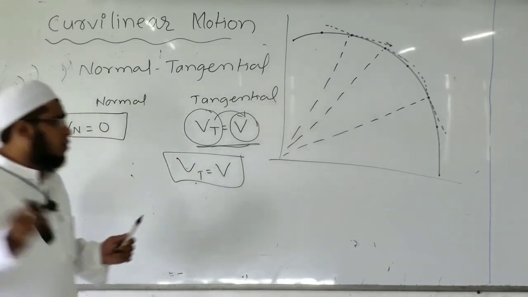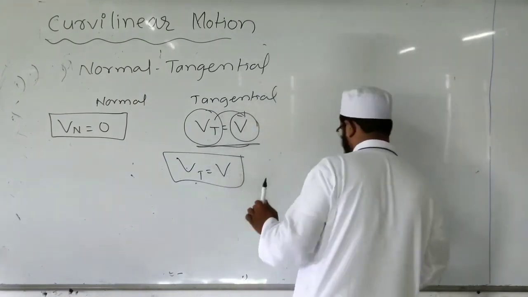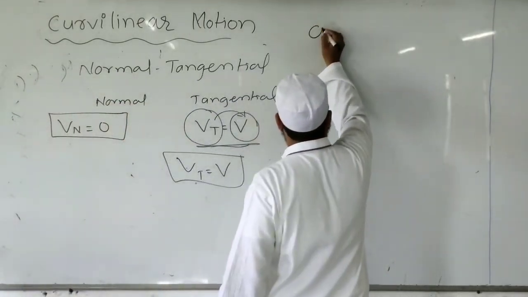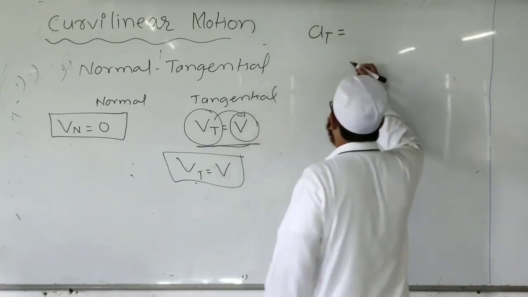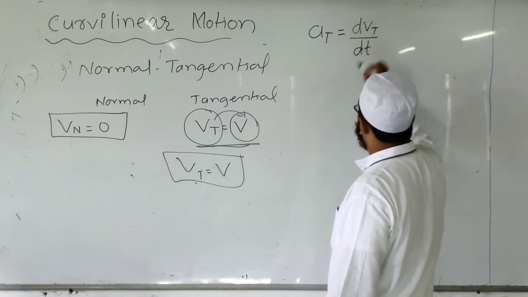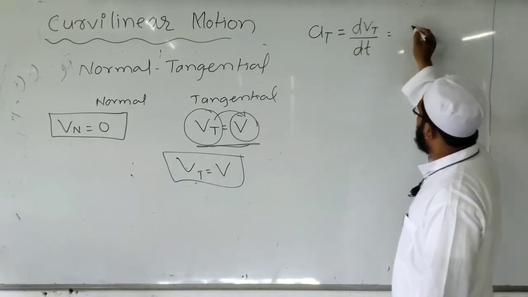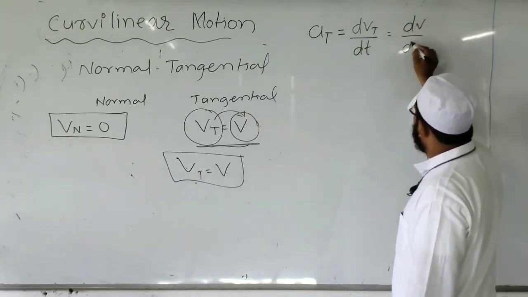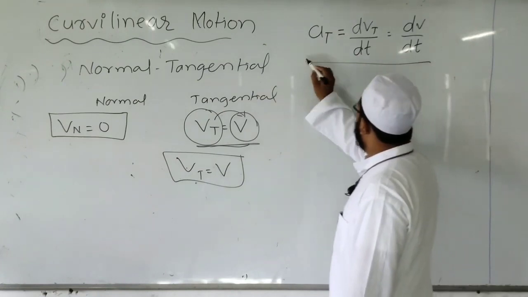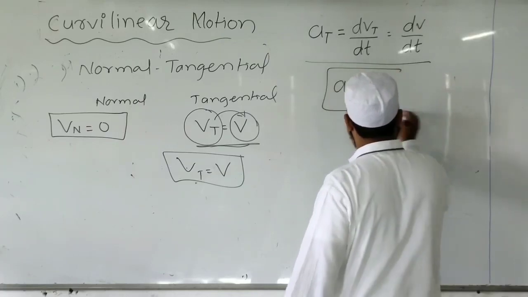Same, if we go for the acceleration, we know that the acceleration of the particle is the rate of change of velocity. Therefore, if I want to find the tangential acceleration at, then it must be equal to the differentiation of tangential velocity, dv by dt. But this tangential velocity is the velocity itself. Therefore, at is dv by dt. It is a very important formula for finding tangential acceleration.